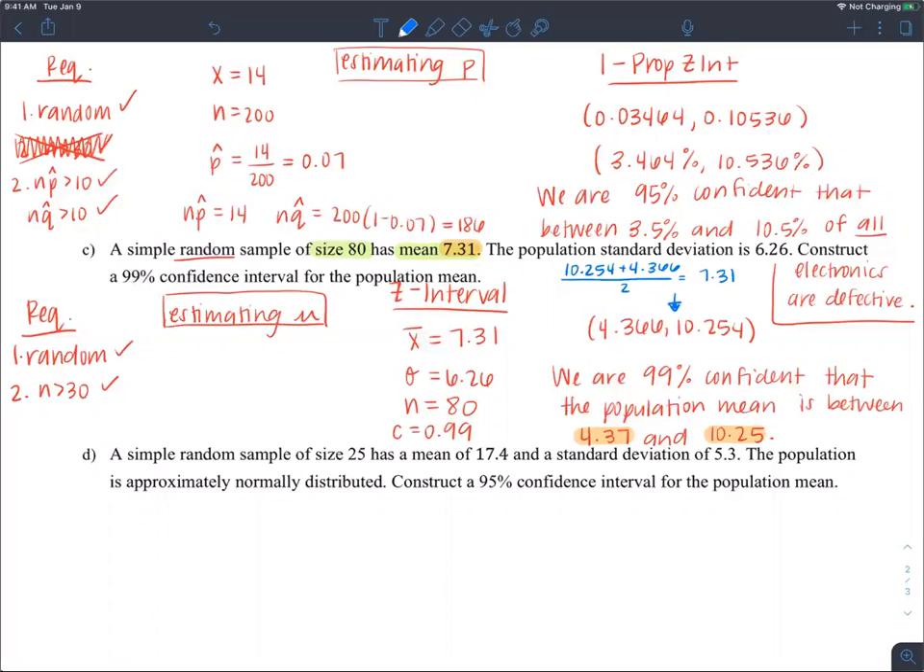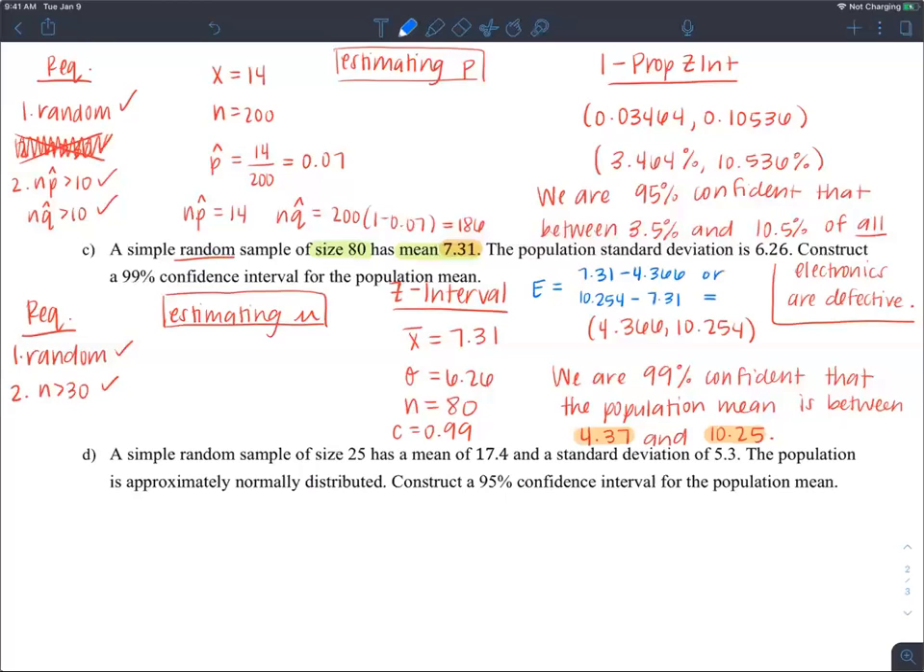And so, yeah, then what you're going to do, to find the margin of error, is you take your point estimate. So I'm going to delete this so that I have some room here. But yeah, so you take your point estimate and you can either subtract 4.366 or add or subtract 10.254 minus 7.31. And in either case, you're going to get the same number, and that's your margin of error. So this is E.